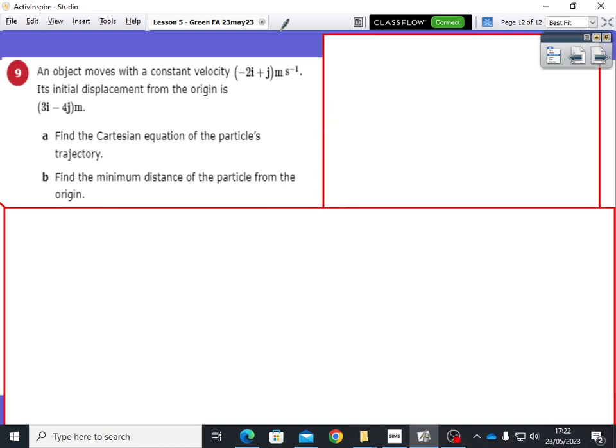Hi there, and let's have a quick look at this question. Let's do the first part. An object moves with constant velocity minus 2i plus j. Its initial position is 3, minus 4, relative to the origin. Find the Cartesian equation of the particle's trajectory.